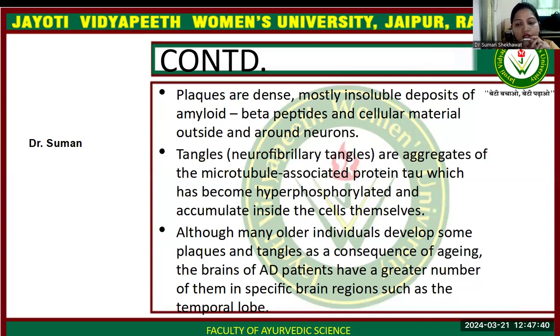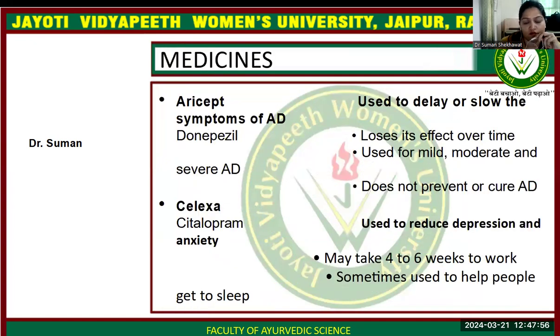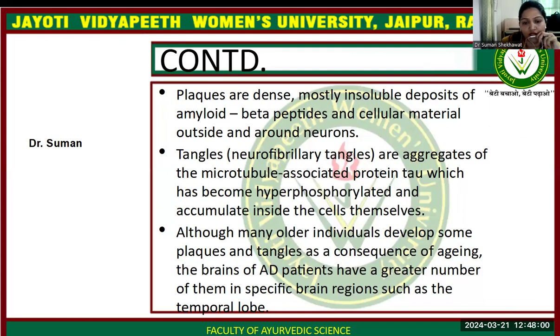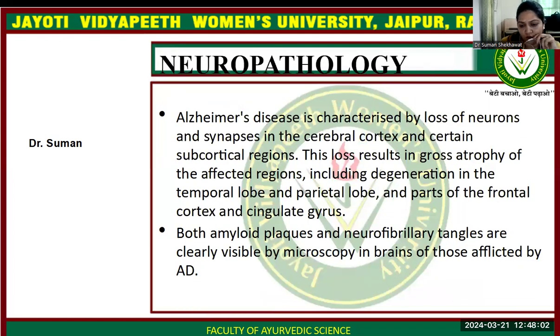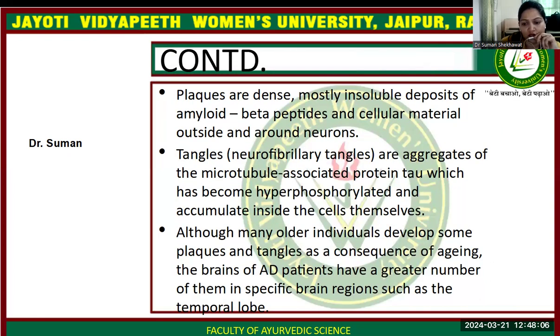Although many older individuals develop some plaques and tangles as a consequence of age, the brains of Alzheimer's disease patients have a greater number of them in specific brain regions such as the temporal lobe. Mainly affected are the parietal and temporal lobes. Both are affected. Atrophic changes we can see especially in the parietal and temporal lobes.